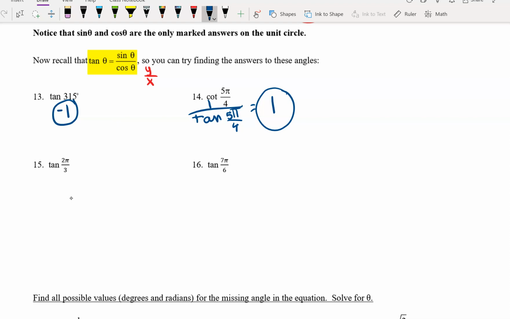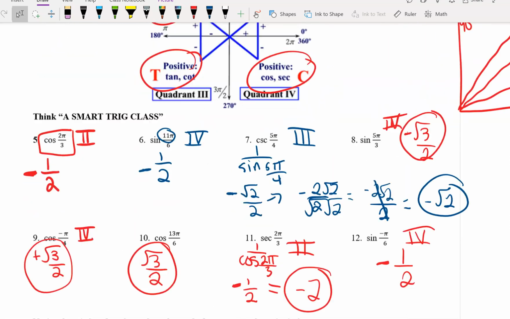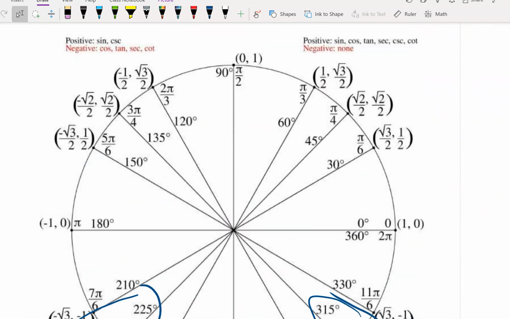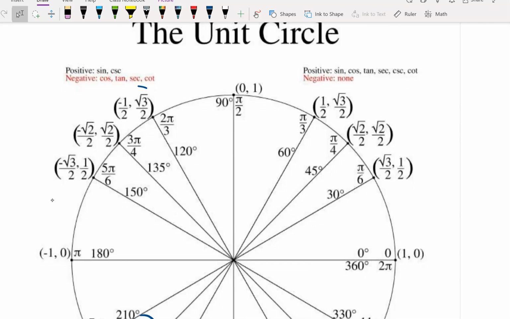This is something you will eventually memorize, that anytime you have a reference angle of pi over 4, your tangent is just going to be 1. Tangent of pi over 4 is 1. All right, tangent of pi over 3 is not going to be 1, so we'll have to do a little more math on these. So we're going to go to 2 pi over 3. 2 pi over 3 is right here.